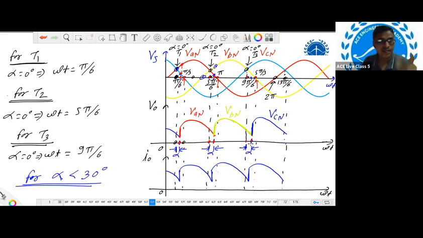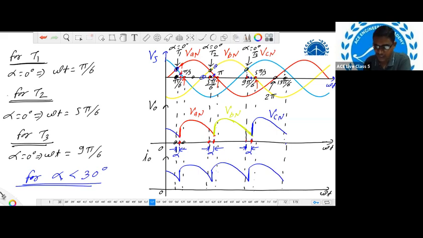So we are applying the gate pulse to thyristor T1 at this instant, thyristor T2 at this instant, thyristor T3 at this instant. But in a continuous cycle, before T1, definitely T3 will be in conduction mode. I'm saying continuous cycle because it is a continuous process. T1 conducts, after that T2 conducts, after that T3 conducts, again T1, T2, T3, means this loop goes on repeating, right? So here we are triggering thyristor T1, and before that, definitely T3 will be in conduction mode.